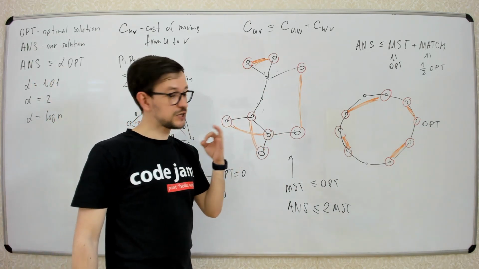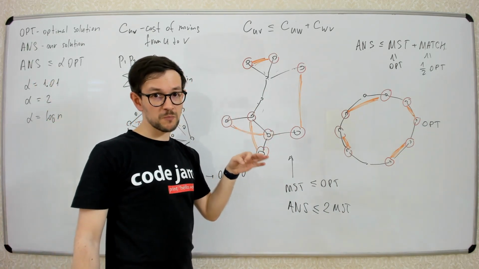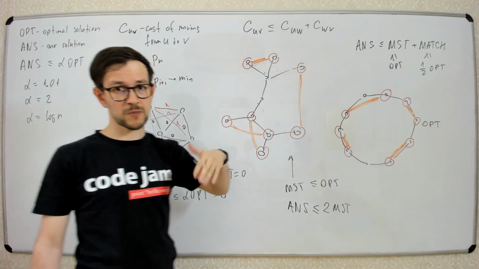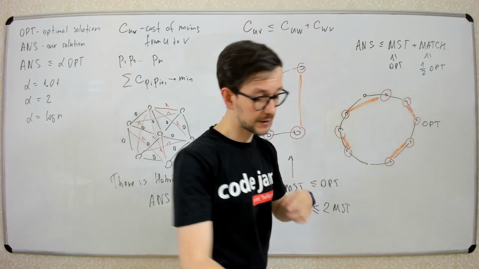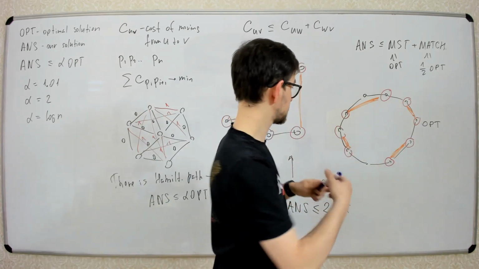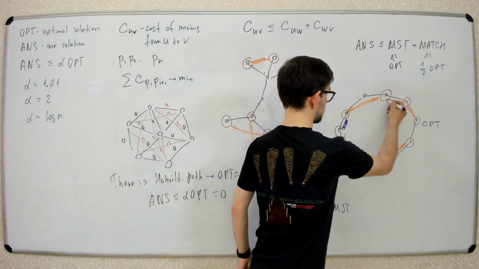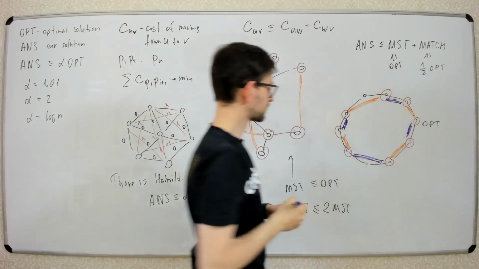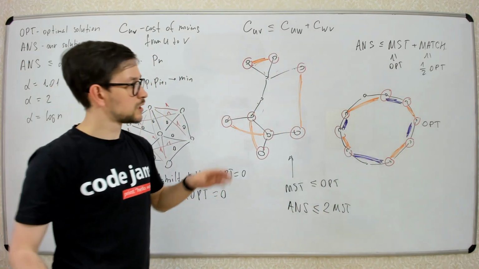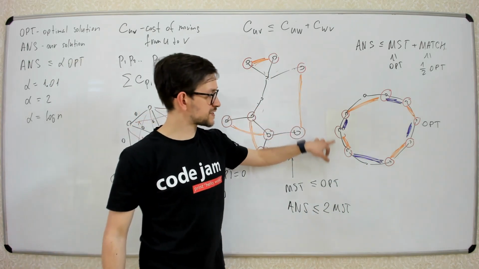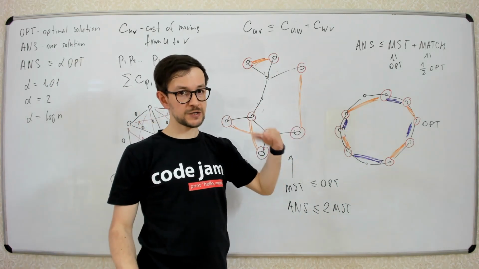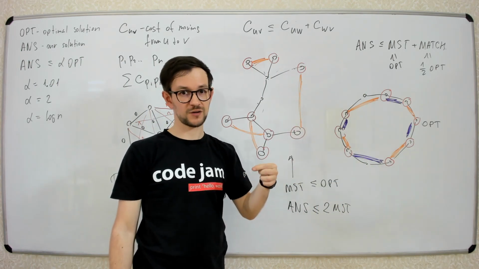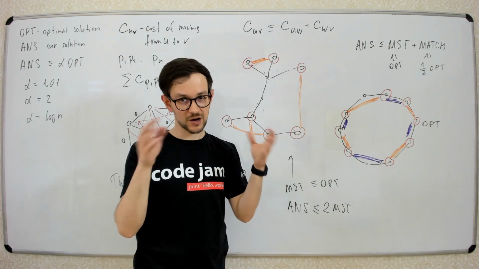It actually may be, but since we have a weighted graph, the size of this matching may be more than half of this graph. But if we look at another matching like this, let's take another matching like this. Now, the sum of these two matchings is opt. So one of these matchings has weight at most half of the opt.